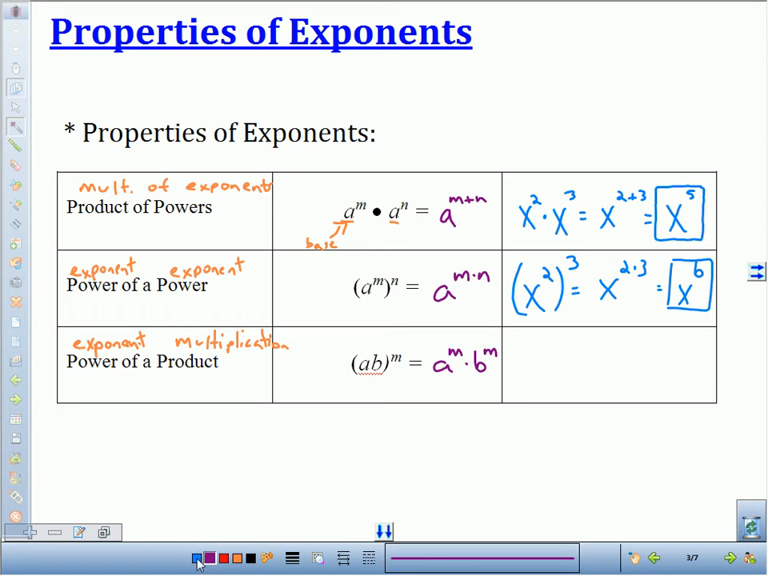An example of that, we'll have a look here, would be, for instance, if I had x, y, two terms being multiplied together, raised to the second power. Well, it would be x raised to the second power times y raised to the second power. That will be the result.